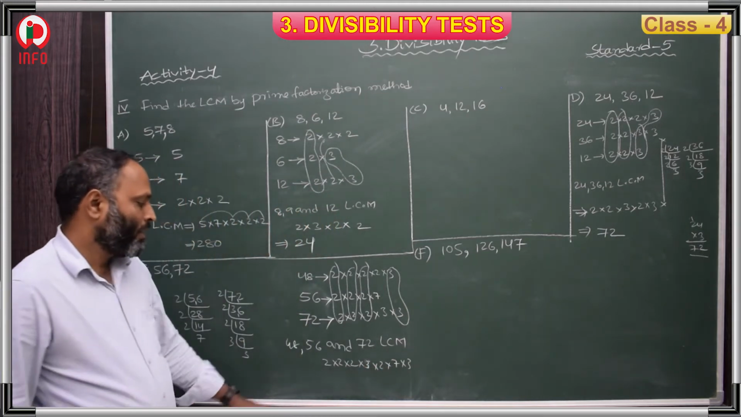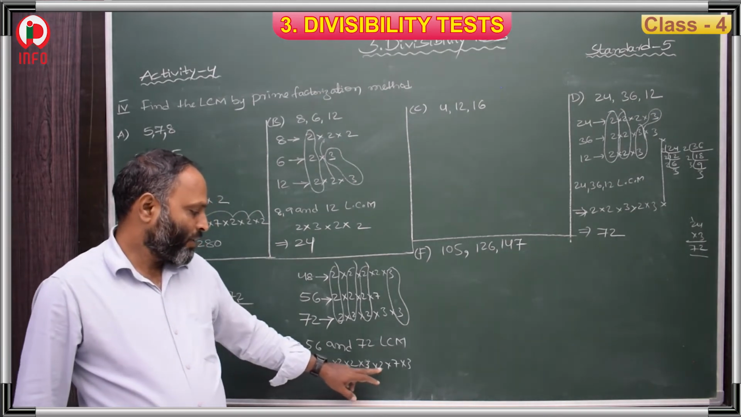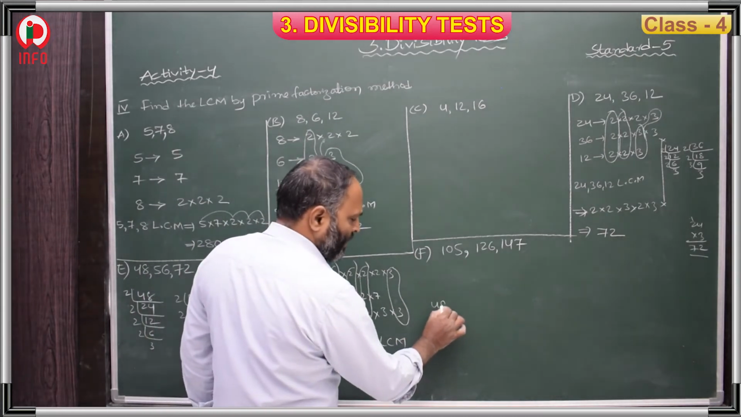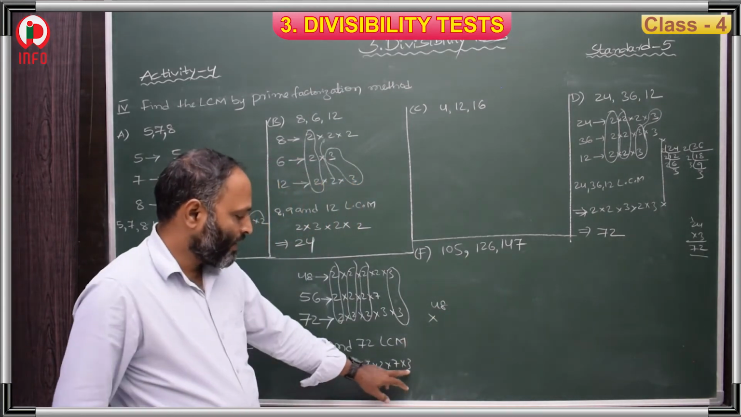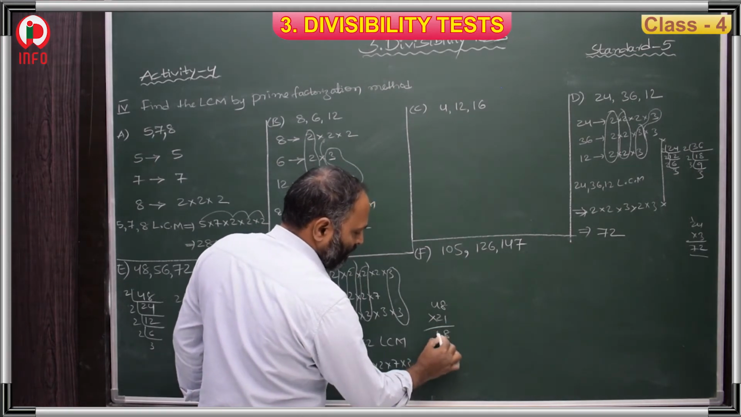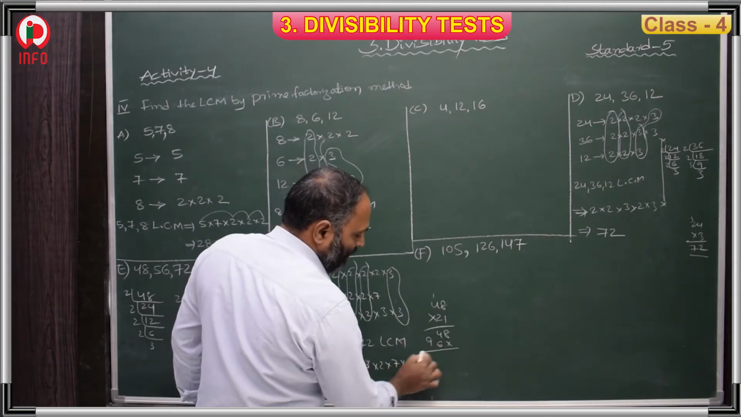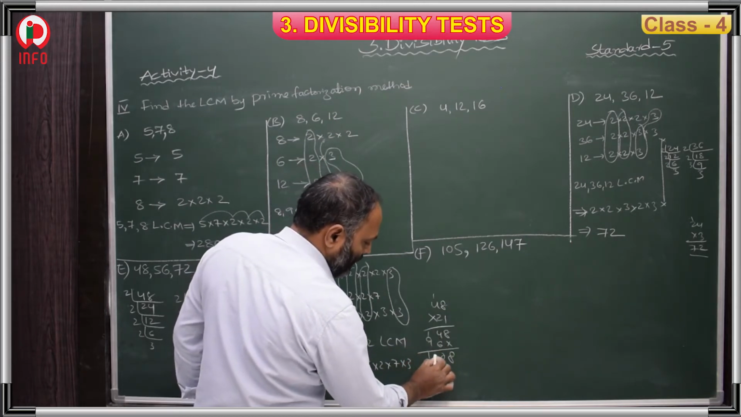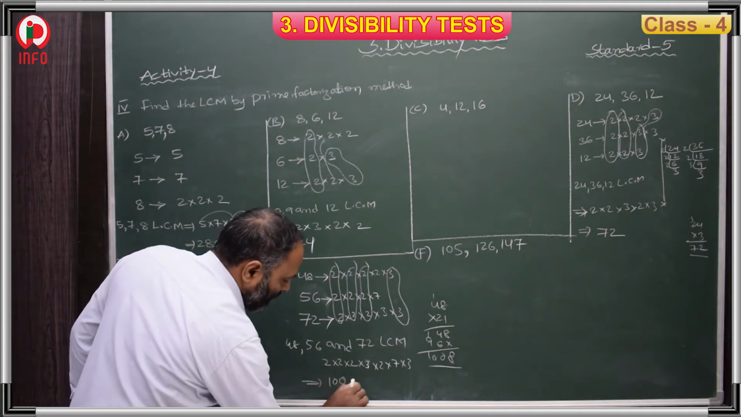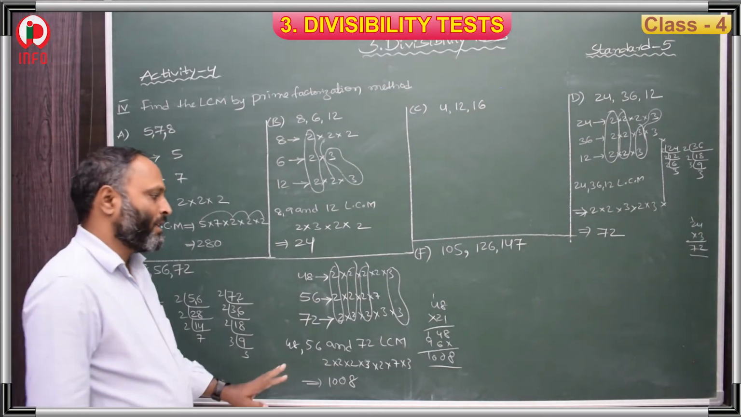Now multiply. 2 twos are 4, 4 twos are 8, 8 threes are 24, 24 twos are 48, 48 into 7 threes are 21. Multiplying, we get 1008. 1008 is the LCM.